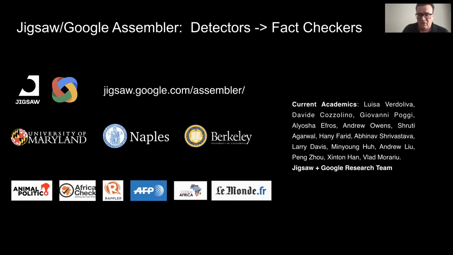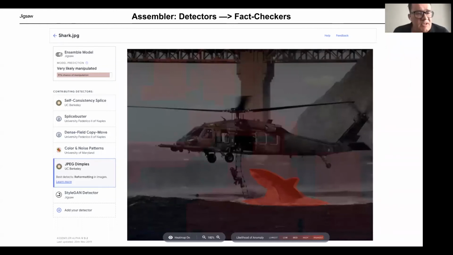And just a few weeks ago, Jigsaw and us were publishing some findings on this. And here you see some example. This is running a photo that has a fake shark. A journalist or fact checker can use this user interface right now and upload that image and then run all the detectors or a combined detector, a so-called ensemble model. And here you see the output of JPEG dimples, from Hany Farid's team at UC Berkeley, that marks that the shark is fake and everything else is less likely fake.